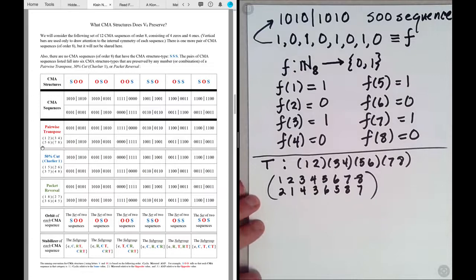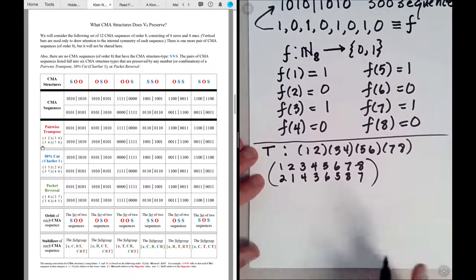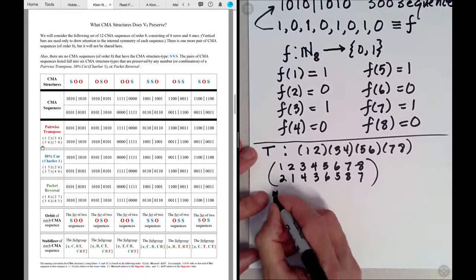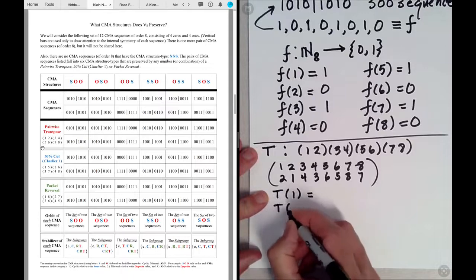One goes to two, one goes to two, two goes to one, two goes to one, three to four, four to three, and so forth. Okay, well, what that might allow us to do that could be helpful for some people is to just write out now what does it do to each one of its inputs, right?